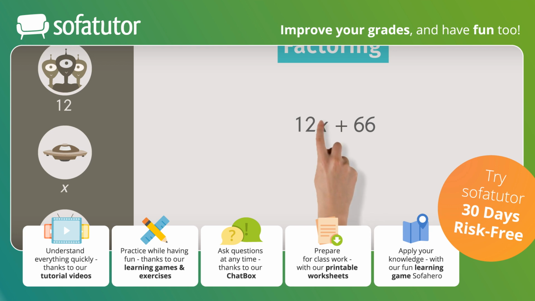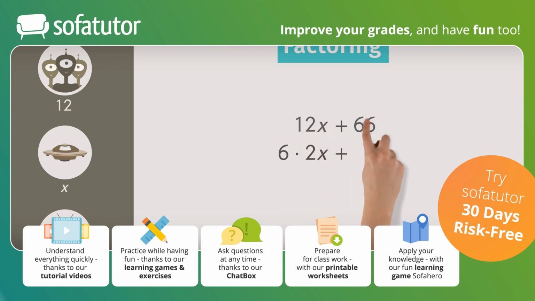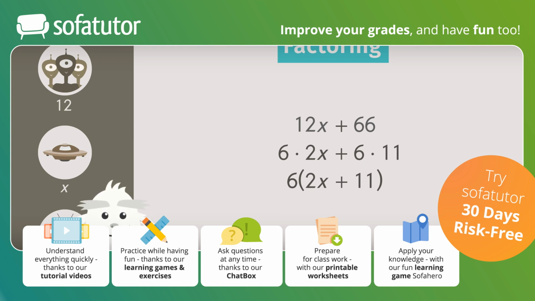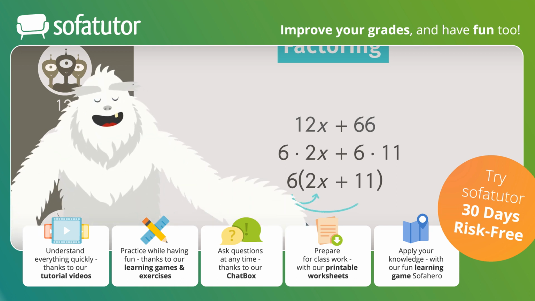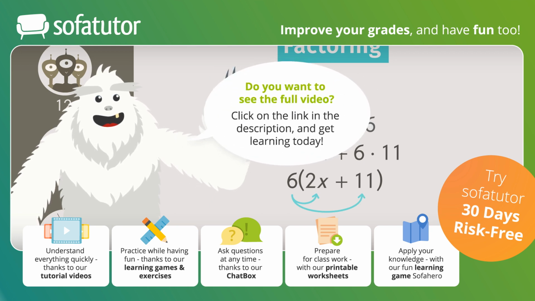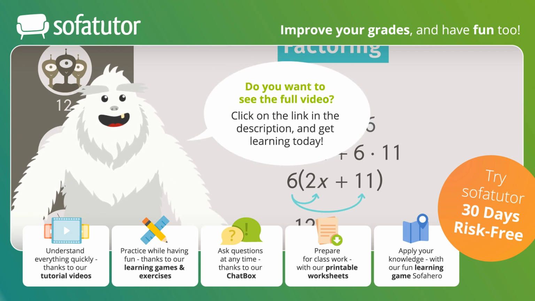Therefore, we can factor a 6 out of the expression. The expression becomes 6 times the quantity 2x plus 11. You can think about this as reverse distribution because if you were to distribute the 6 to the 2x plus 11, you would get the original expression, 12x plus 66.